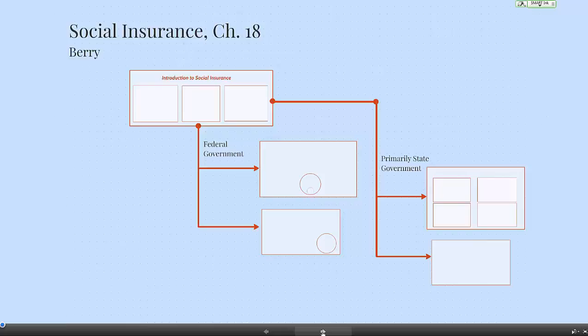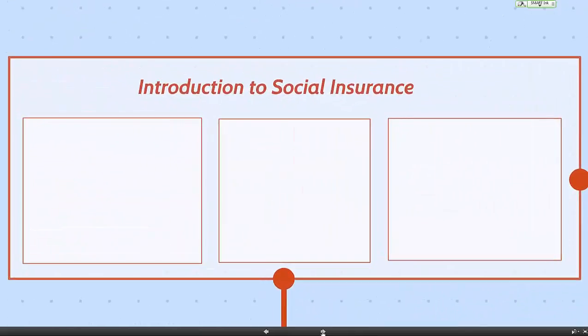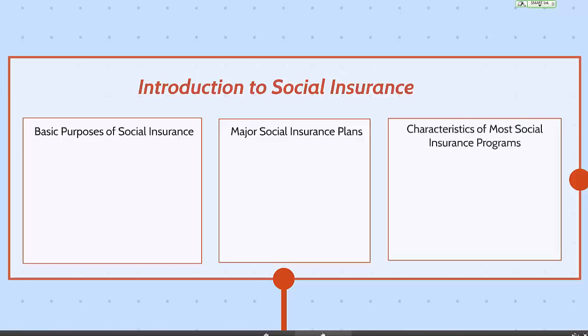In this video, we're going to look at social insurance, which is primarily from Chapter 18 of the Rada-McNamara text. We'll start with an introduction to social insurance. We'll look at the basic purposes of social insurance, the major social insurance plans, and characteristics of most social insurance programs.